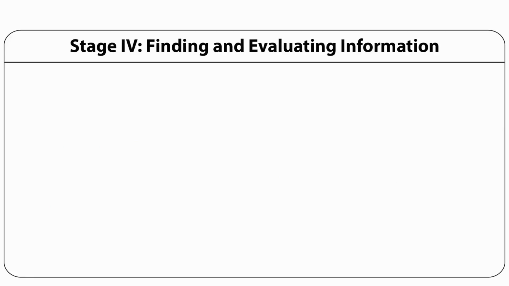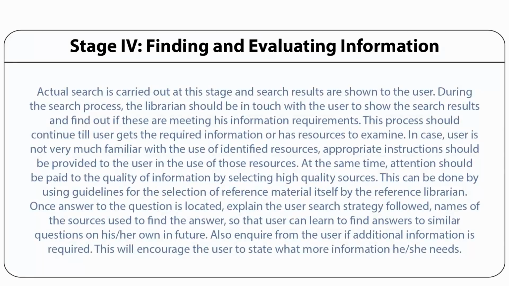Stage 4. Finding and evaluating information. The actual search is carried out at this stage and search results are shown to the user. During the search process, the librarian should be in touch with the user to show the search results and find out if these are meeting his information requirements. This process should continue till the user gets the required information or has sources to examine.